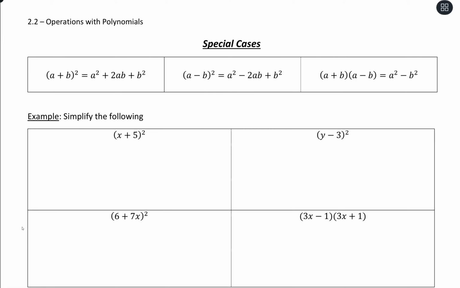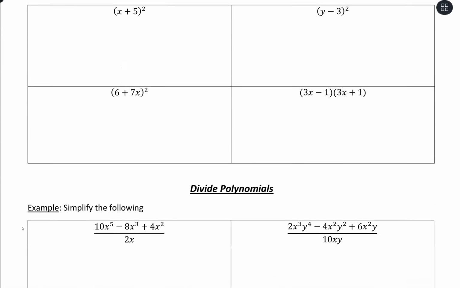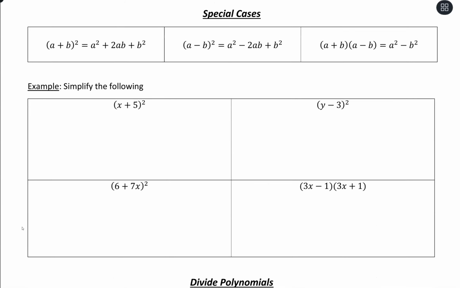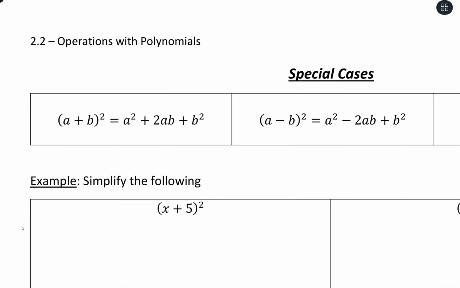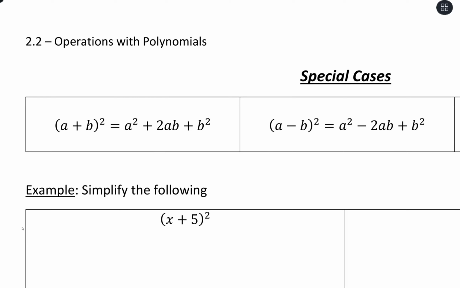Let's look at some special cases and take a quick look at dividing polynomials. So, our first special cases are called the perfect square trinomials. So this comes from taking a plus b squared or a minus b squared.